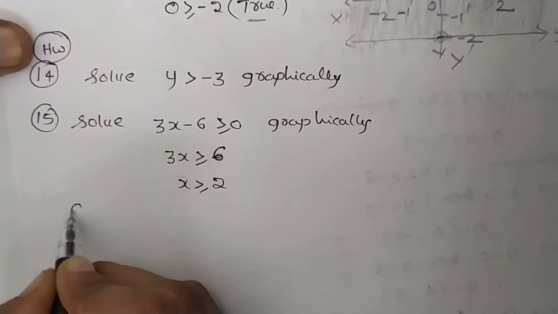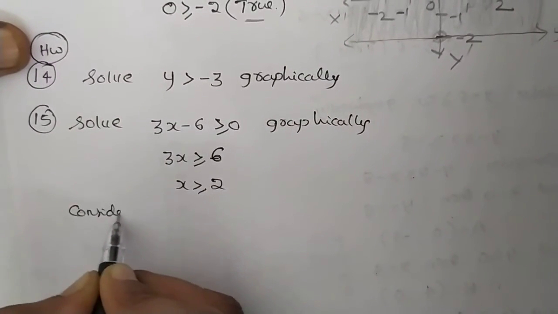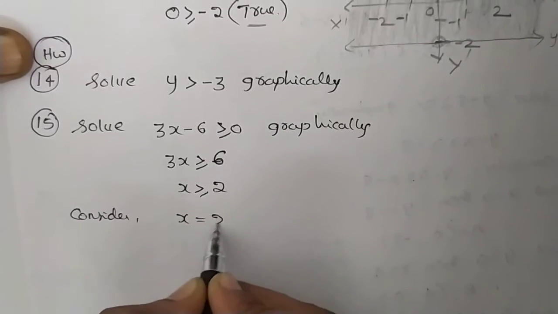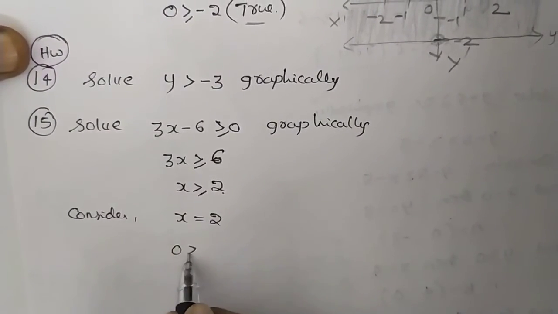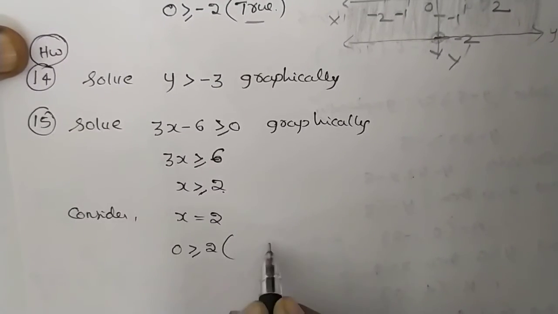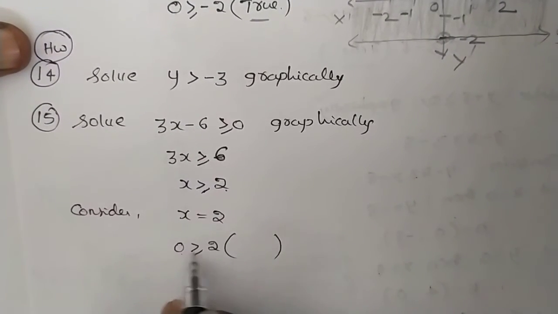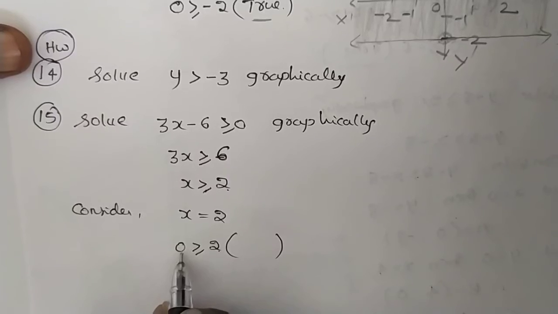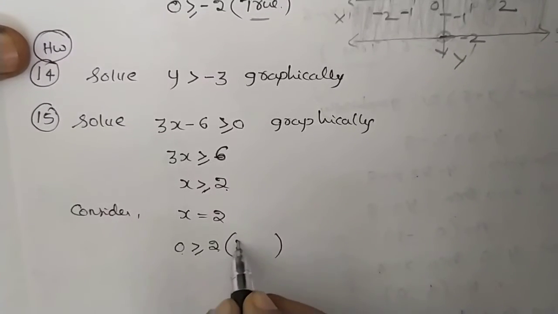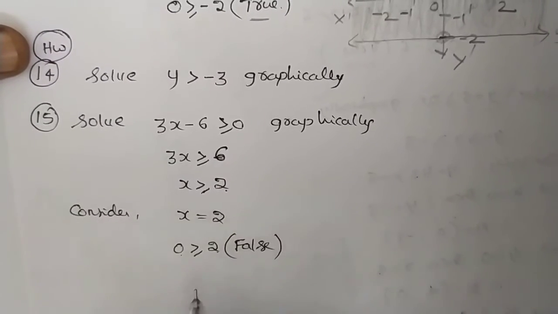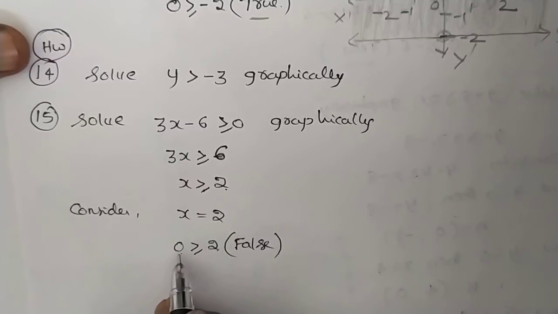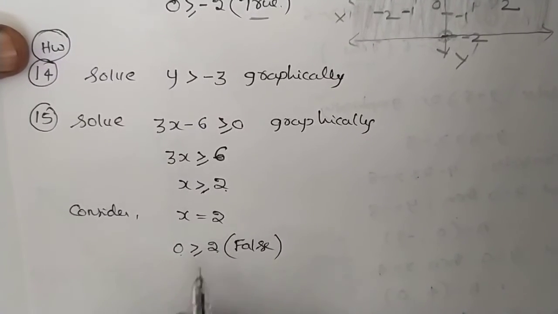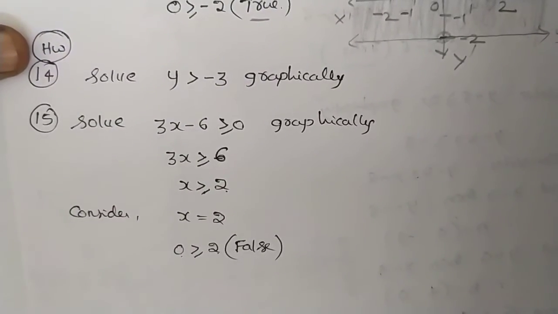Now consider x equals 2. Next, is 0 greater than or equal to 2? It says that 0 is more than 2. Is this true or false? False. If it is -2, yes, it is true. Here it is +2. It says that 0 is more than 2. Therefore, it is not true.